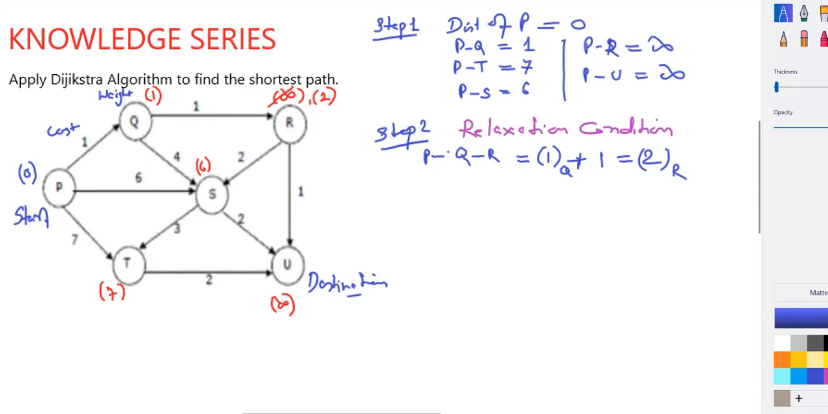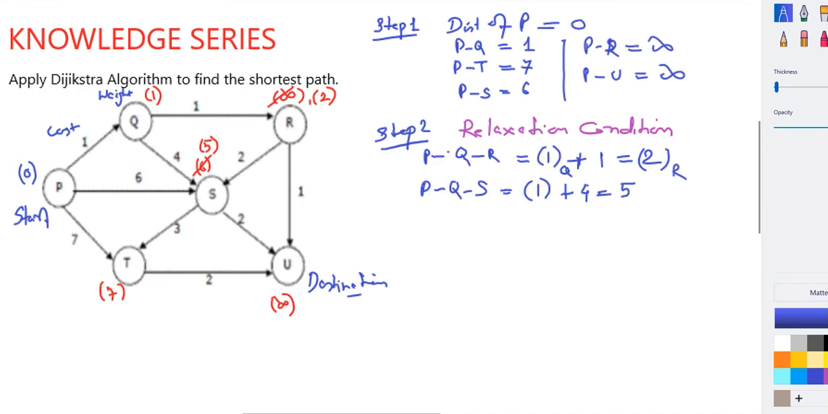What is this one? PQS. So in this PQS, what is the weight we see? That is 1 plus 4, that is equal to 5. And what was it initially? It was 6. So the relaxation condition is satisfied, and based on this, we update to 5. Now we will continue this particular process.